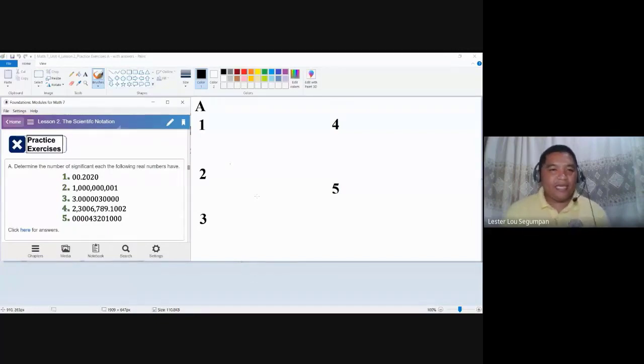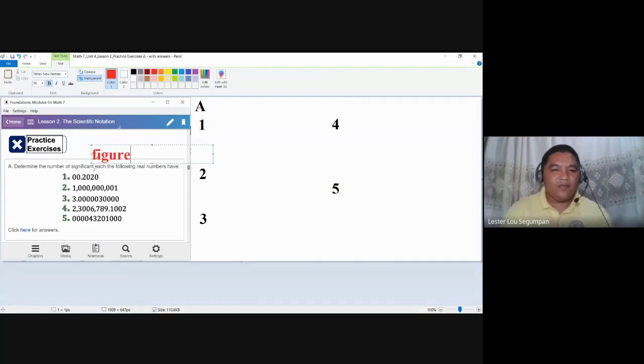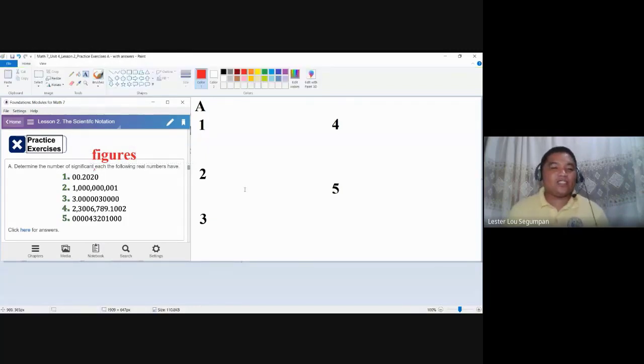There might be an incomplete statement here. Let me write it here: the number of significant figures. Let us add here significant figures, or significant digits, or how many digits in each of these items are significant. We have different rules in determining the significant figures or the significant digits.